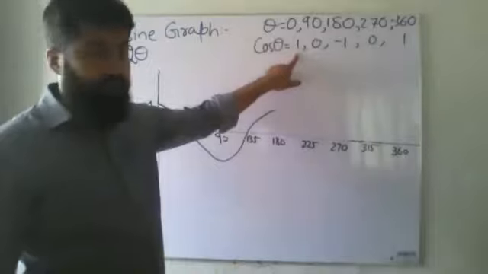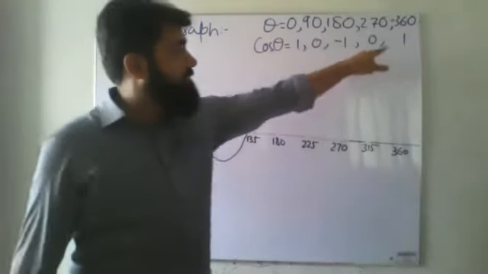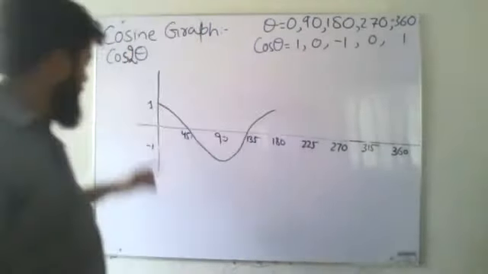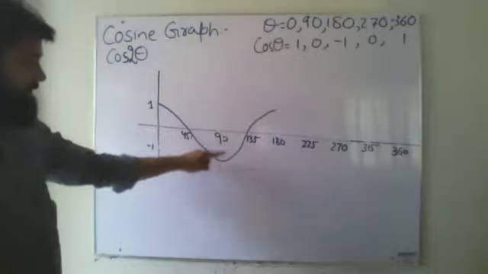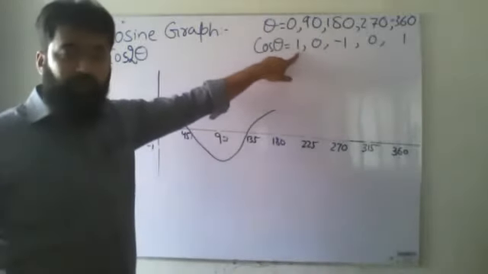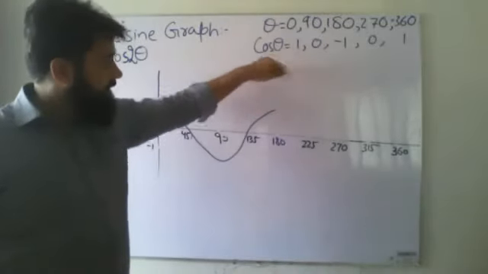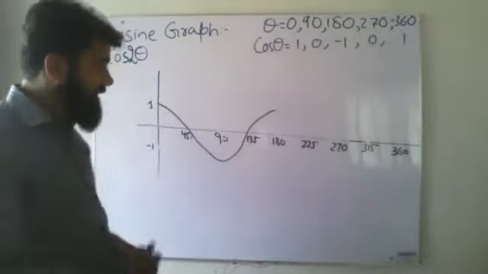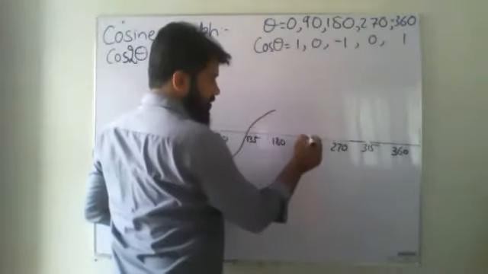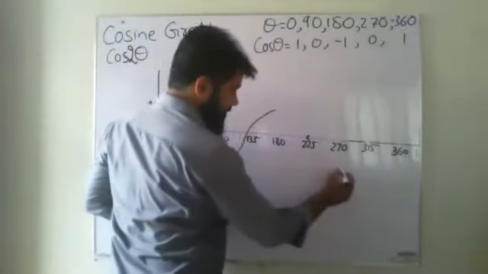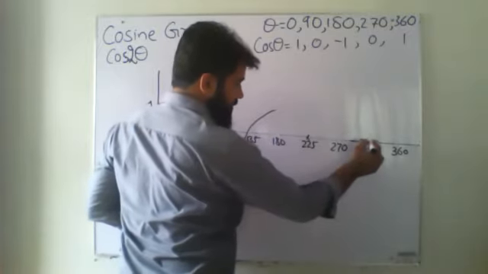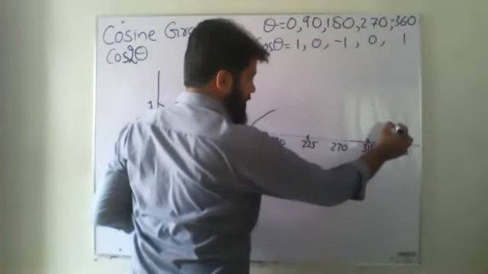After this, it was going on 1, 0, minus 1, 0, 1. Okay, so 1, 0, minus 1, 0, 1. It means you are again standing at this position. This is one, we are standing at this position. What's the next one? 0, then minus 1, 0, and then 1.